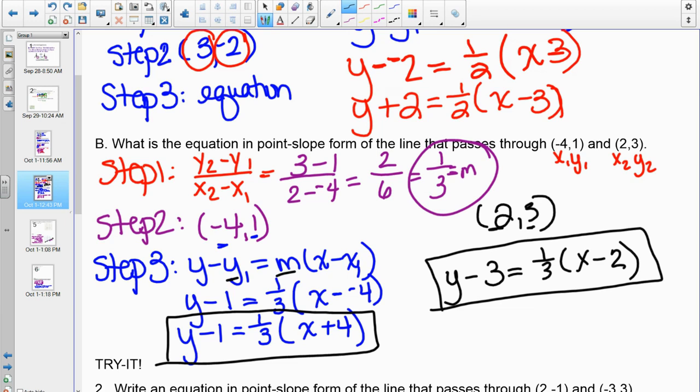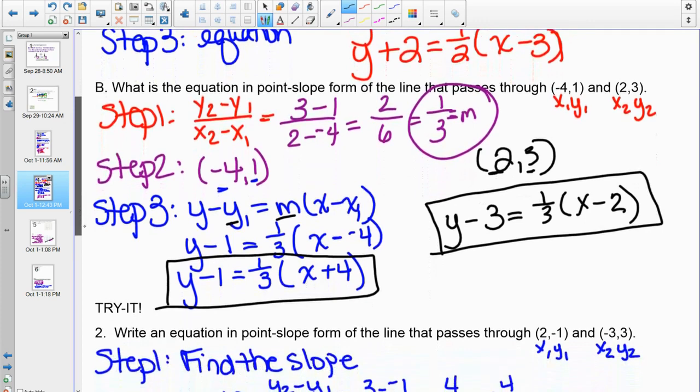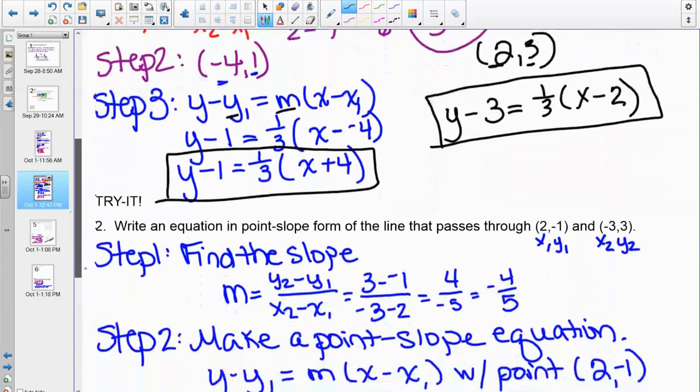So stop, do the try it. See if you get it right. You can forward it through and see if it's the right answer. If it's not the right answer, back it up and make sure you're able to figure it out.